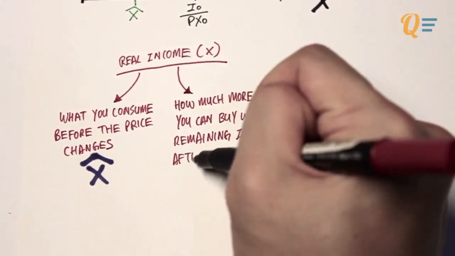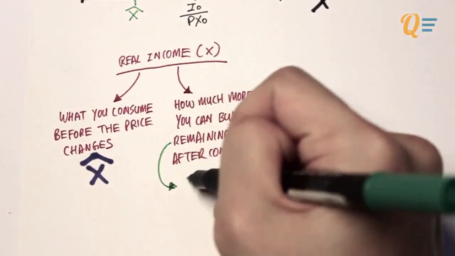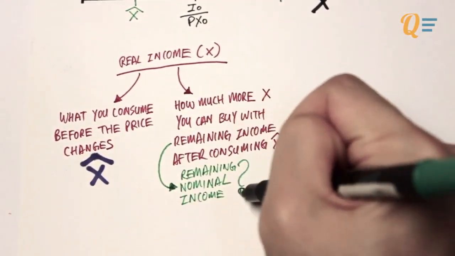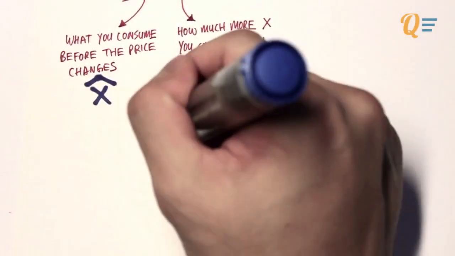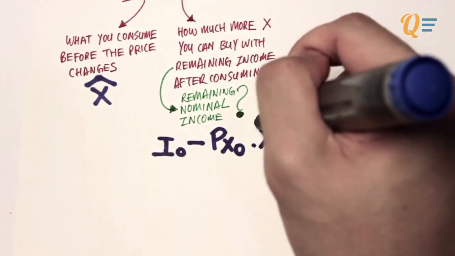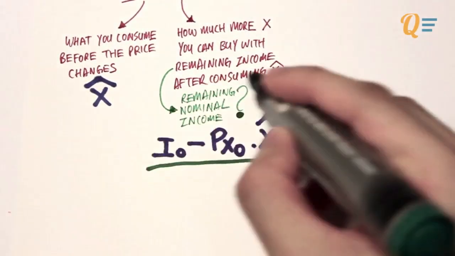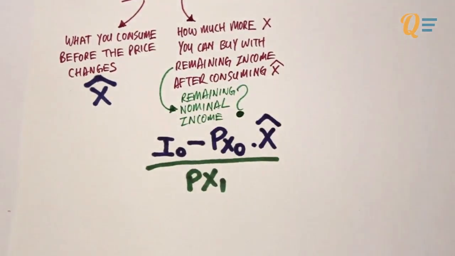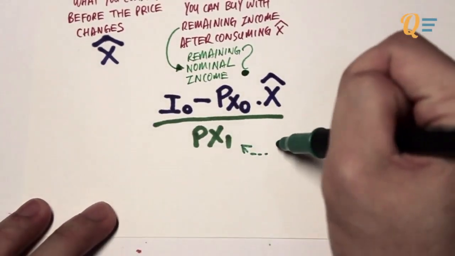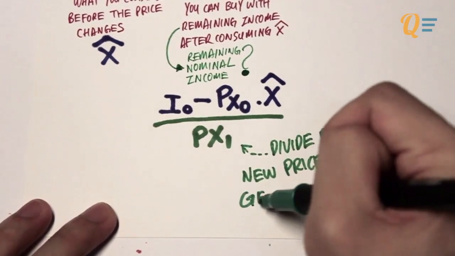Well, that makes sense, right? You have to spend everything. We assume that they're not going to save. So I need you to think for a minute, what could be my remaining nominal income? How do I express this in algebra? So I take nominal income and I deduct how much I spend on X cap, which is basically Px0 multiplied by X cap. I take this entire figure and I divide it by Px1 so that I convert this entire amount into real terms.